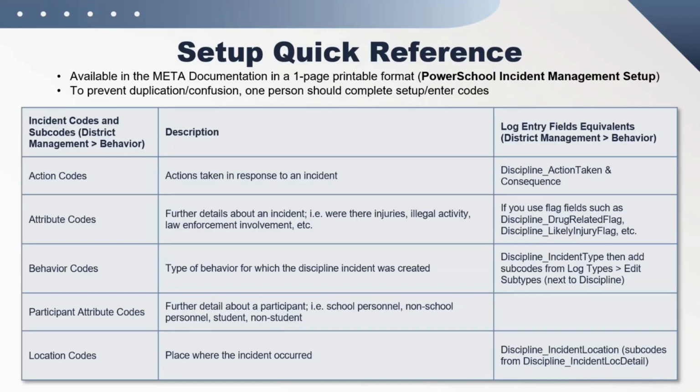And it lays out each of the codes within incident management, along with a description of what that code is indicating. And then on the right side, you'll see the equivalent field, if applicable, within log entries. So it'll just save you some time if you have that with you as you're setting up incident management. You can quickly reference where you should go in log entries to pull your codes over into incident management.